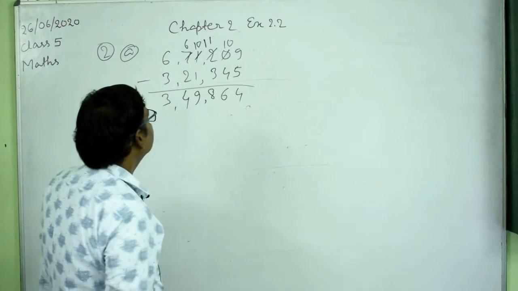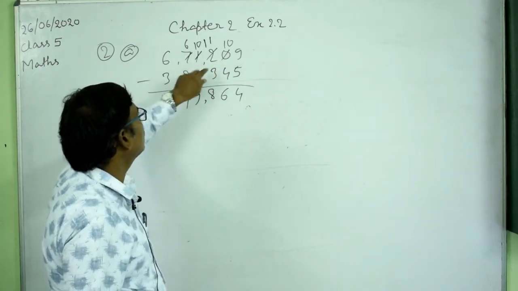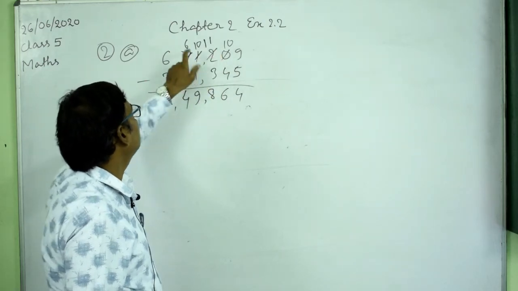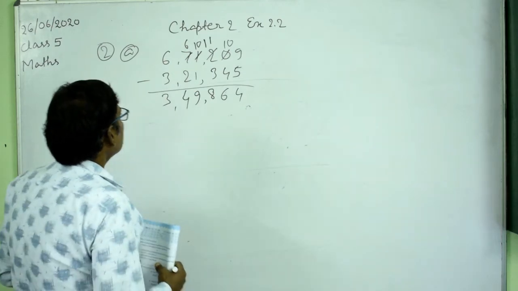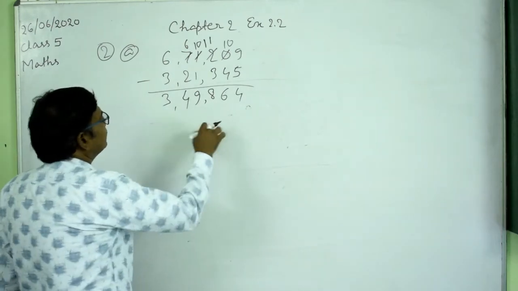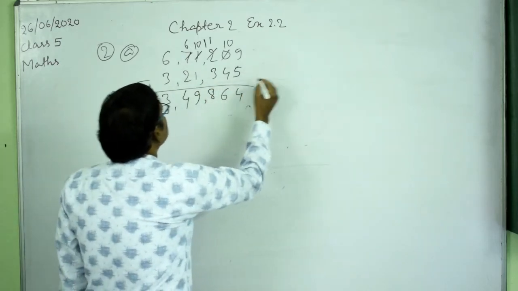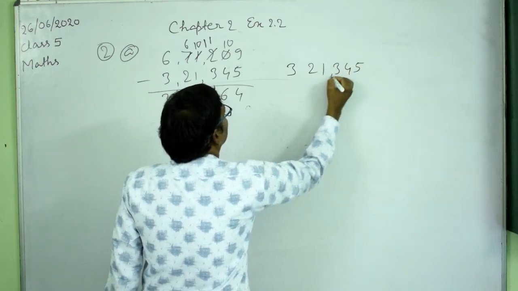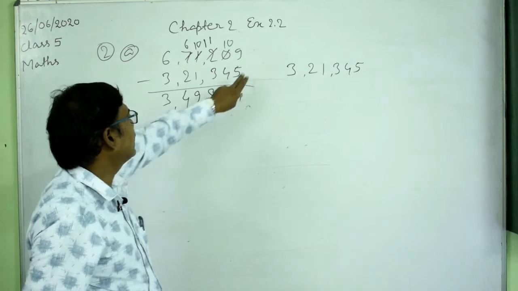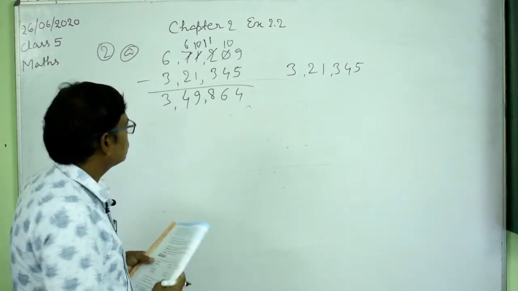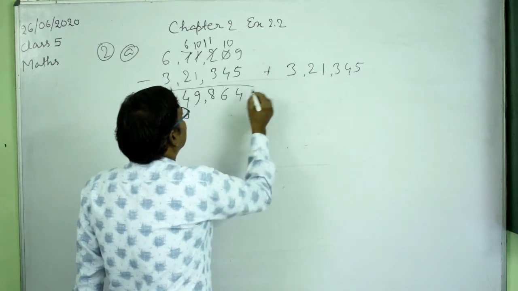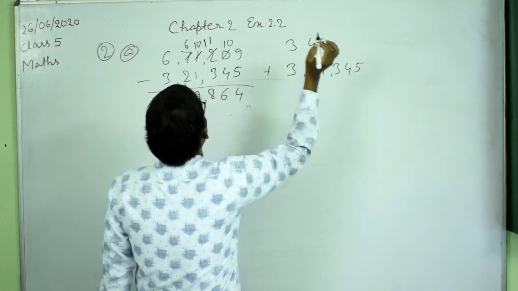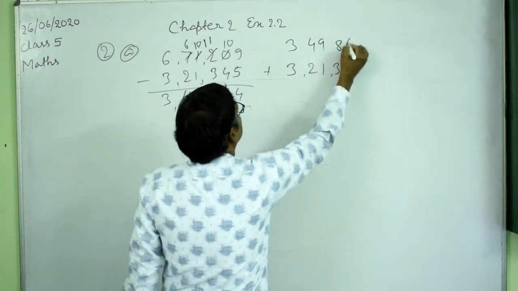9 minus 5 is 4, and here it is 0, so we will borrow 1 from this 2, so 1 is left here, and we borrow again, then 11, and here 10, and then 6. Now how will you check here? See, this is the answer, and write this number again here, that is 3 2 1 3 4 5. This is called the subtrahend, this is called the minuend. Next write this here, and write this number here: 3 4 5 3 4 9 8 6 4.